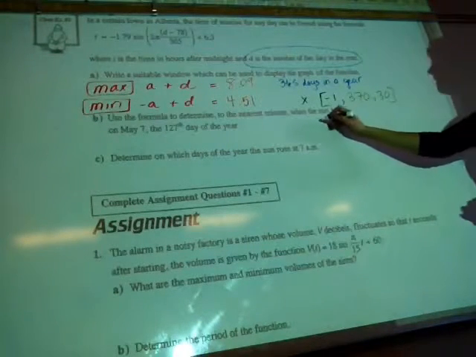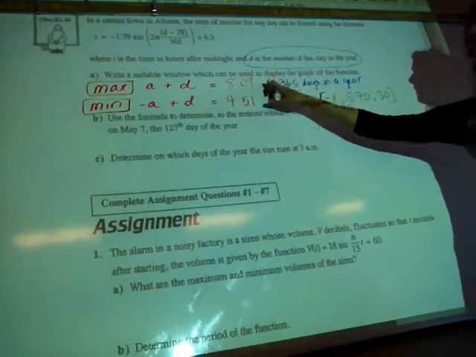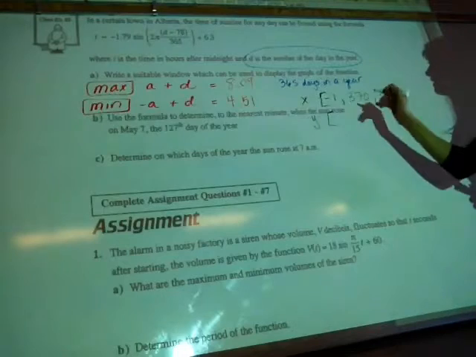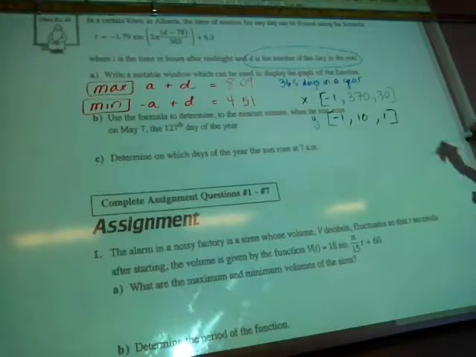Did you hear what he said? And for our y scale, keep in mind our max is at 8.09. So let's go from -1 to 10 and we'll scale up by 1.